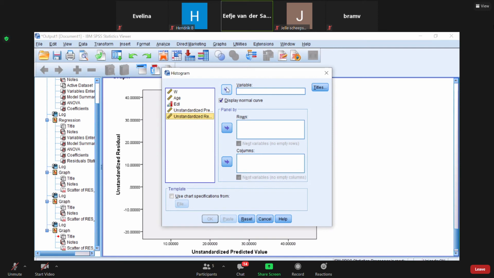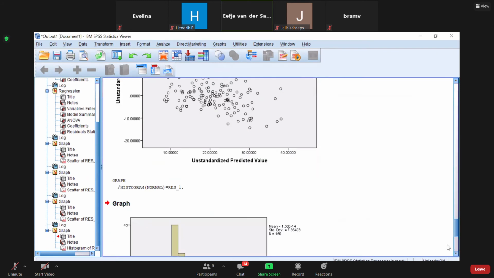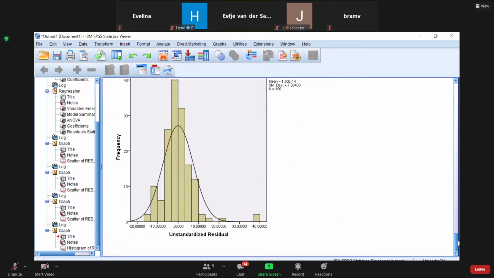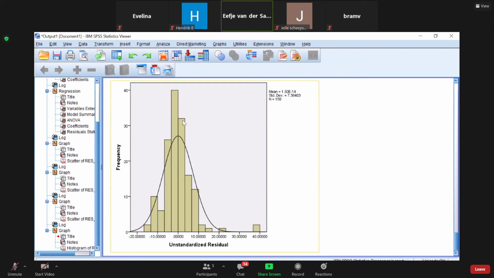So you put the residuals here, click on OK. And here you see, those bars are your residuals, and this line is your normal curve. I think it follows it fairly well. There are some bigger values here, one outlier, a bit of an outlier here, but it follows it fairly well, I would say.